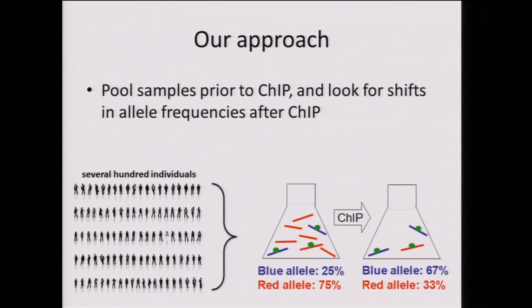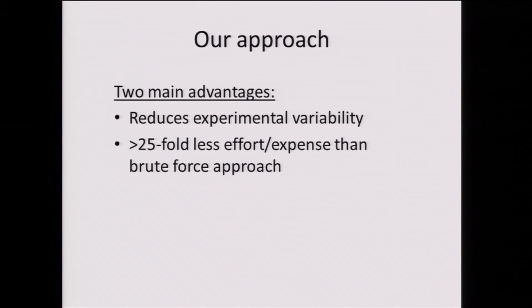And this shift in allele frequency is something we would only expect to see if we have a cis-acting genetic variant affecting the binding of this TF. If there were variants not affecting it, then there would be no shift in their allele frequencies. So that's the entire approach right there. We just look for these shifts in allele frequencies.